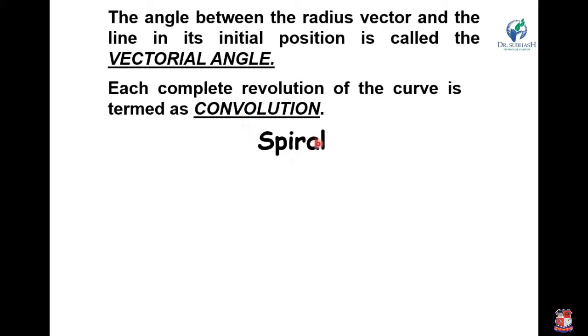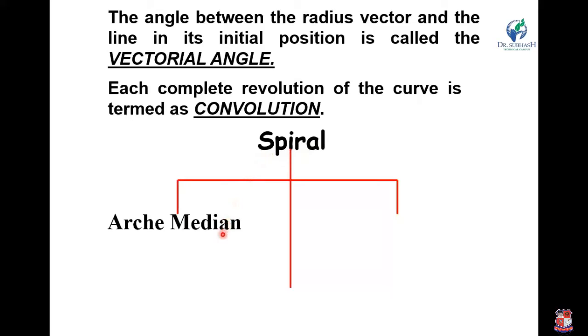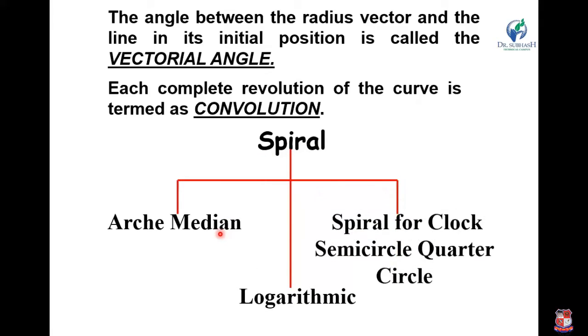Now, classification of spirals. There are three types of spirals: Archimedean spiral, logarithmic spiral, and spiral for clock, semicircle, quarter circle. As far as our syllabus is concerned, we have to learn only the Archimedean spiral. Now, how to draw the Archimedean spiral? Let us understand by one example.